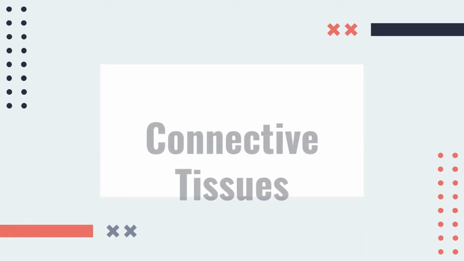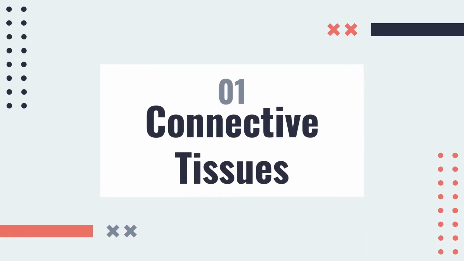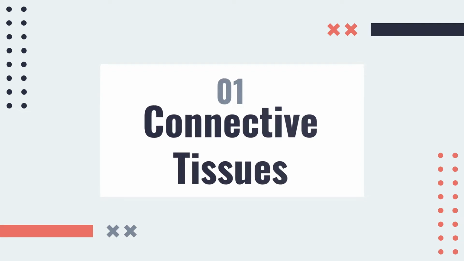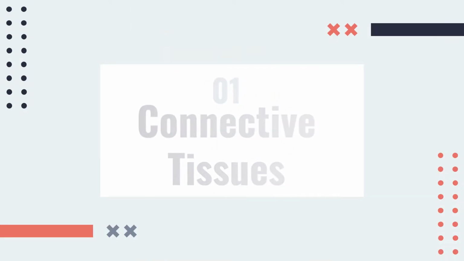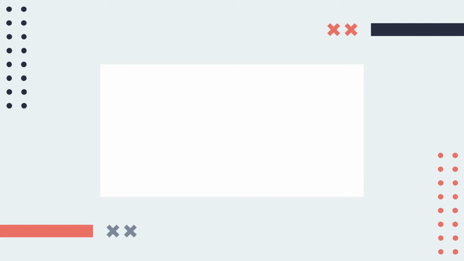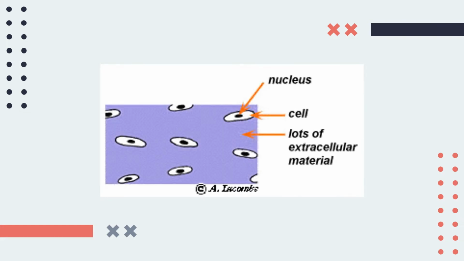First, the connective tissue. Connective tissues are known to provide support, bind together, and protect tissues and organs of the body. Blood and bone are good examples of specialized connective tissues. Connective tissues consist of 3 main components. We have the cells, protein fibers, and an amorphous ground substance.